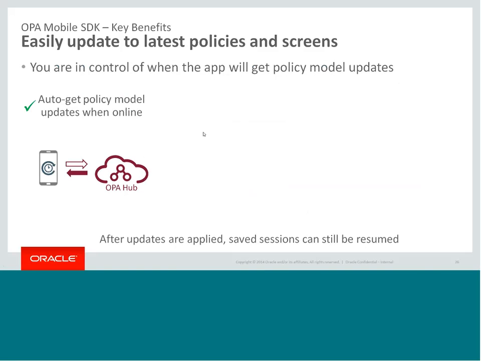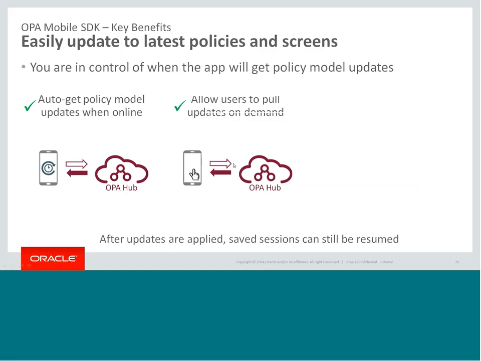In particular, you can say that you want the app to automatically get those updates whenever it's online. So it'll do a scheduled poll of the OPA Hub and say, hey, do you have any new versions of policy models for me? And the OPA Hub will say, yep, sure do. Here you go, and it'll download them and store them locally within the local database of the application, so they're available for all interviews to use. You can also make this pulled on demand, so that the end user of the application, who might know that they don't want to update right now for whatever reason, can do it as an optional thing on demand.